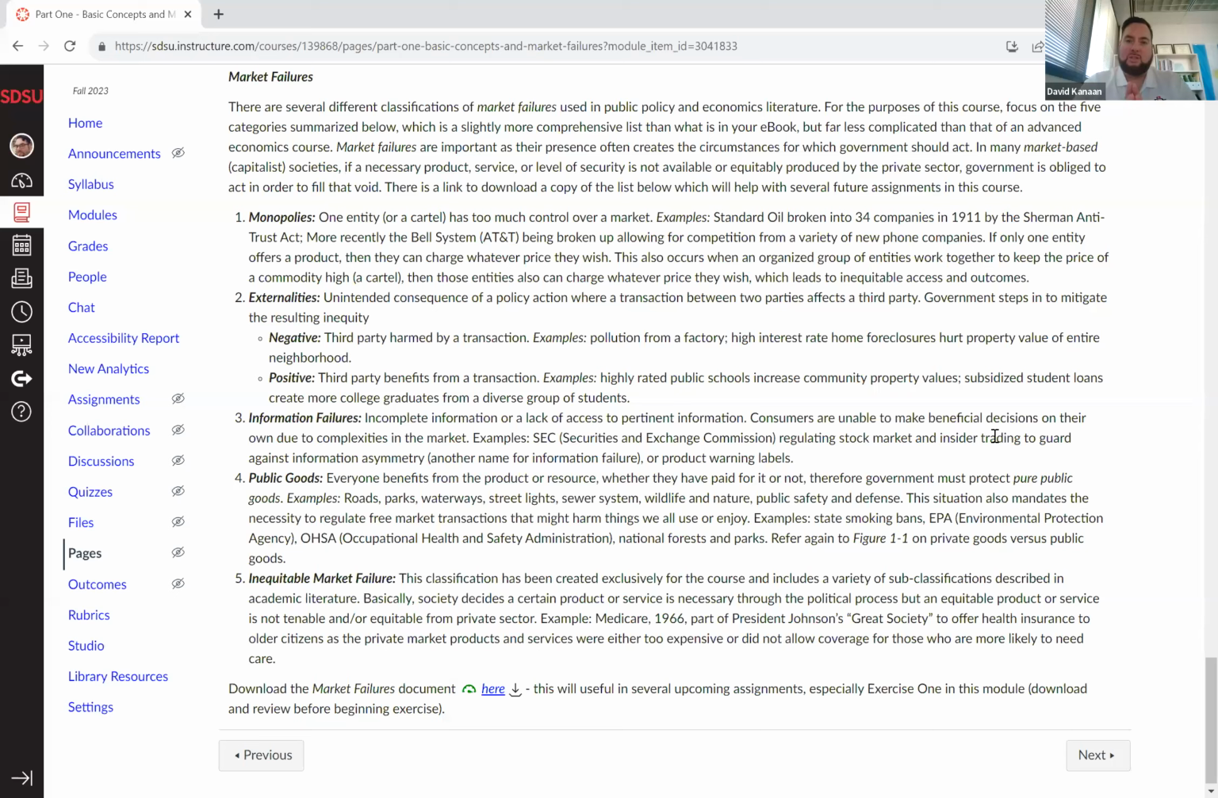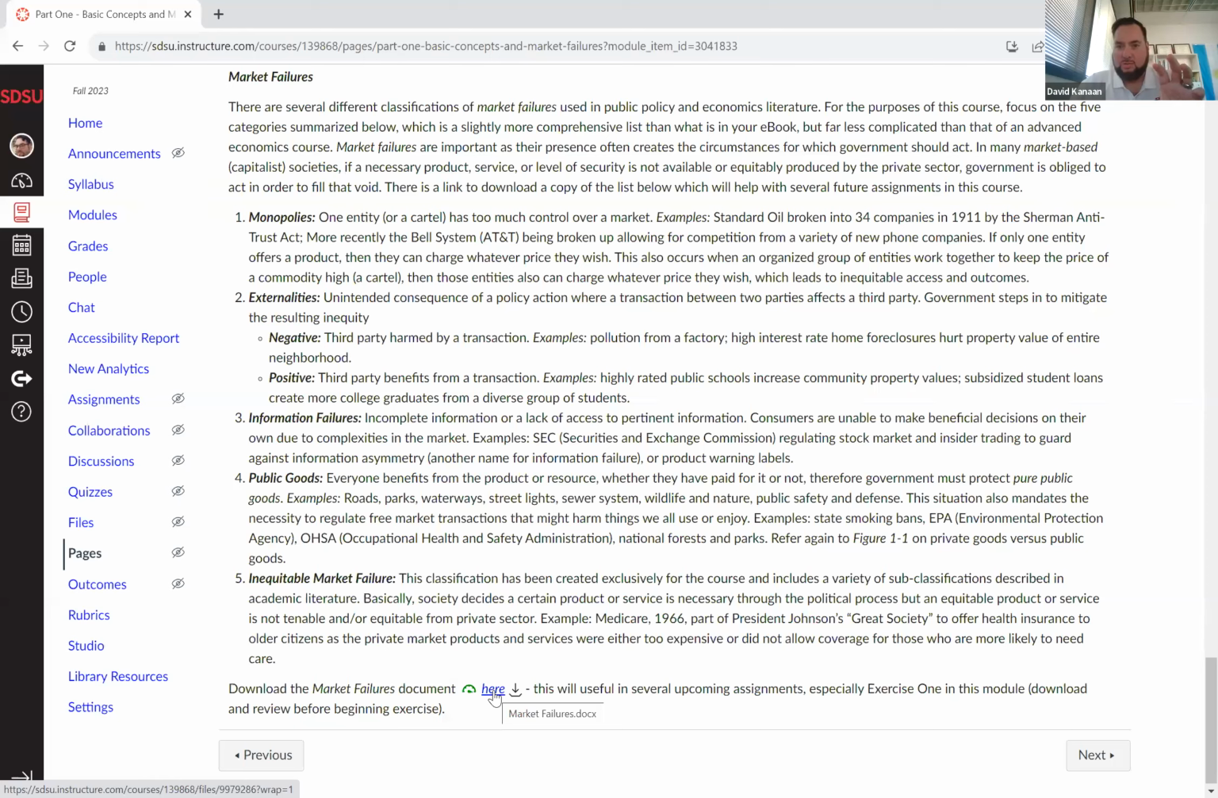For the purposes of this course, it's not an economics course, use these 5 categories that I've created. I know you're going to find other definitions elsewhere, but it is very important to stick to this list. And I give you here a chance to download this list. For example, inequitable market failure is kind of a catch-all market failure. That would be more of a traditional market failure that I've included.